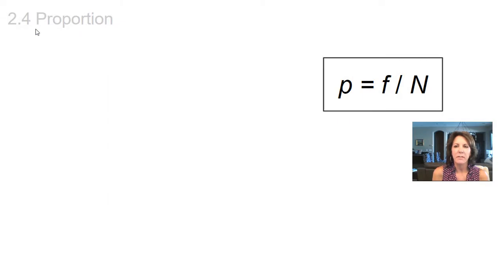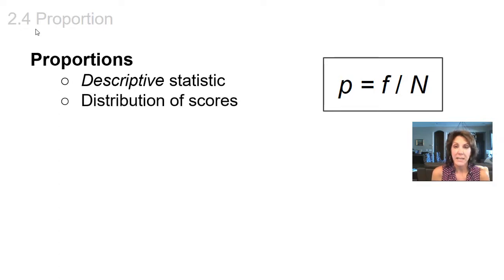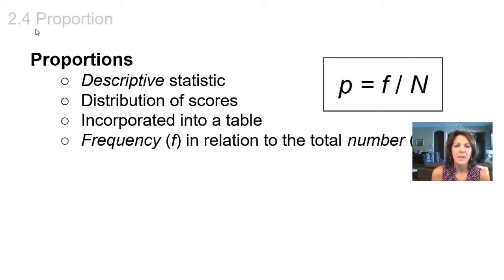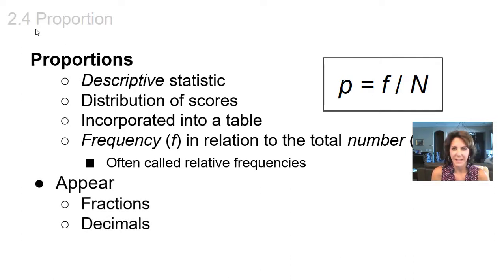A proportion is defined as the frequency divided by the total number. Proportions are a descriptive statistic. They describe what we might be seeing out there, based on a distribution of scores and incorporated into a table. Frequency in relation to the total number is how we define proportion. So we often call this a relative frequency. Proportions can appear either as fractions or as decimals.